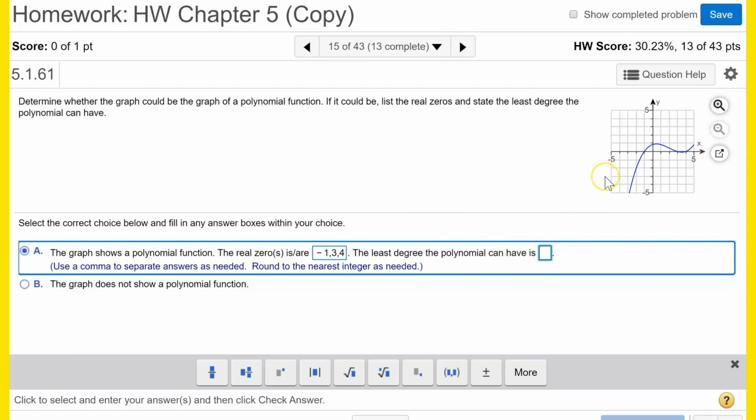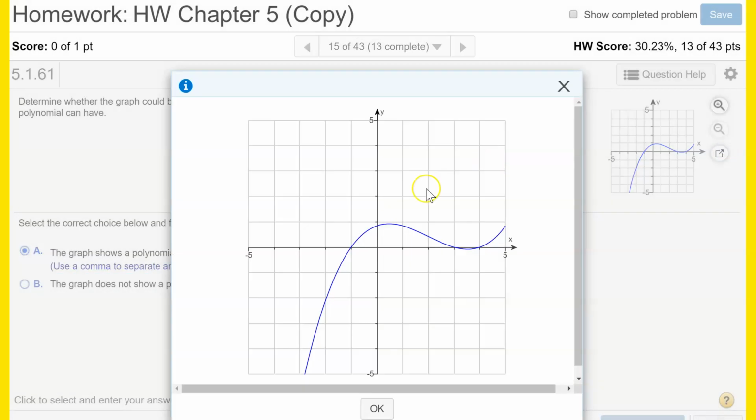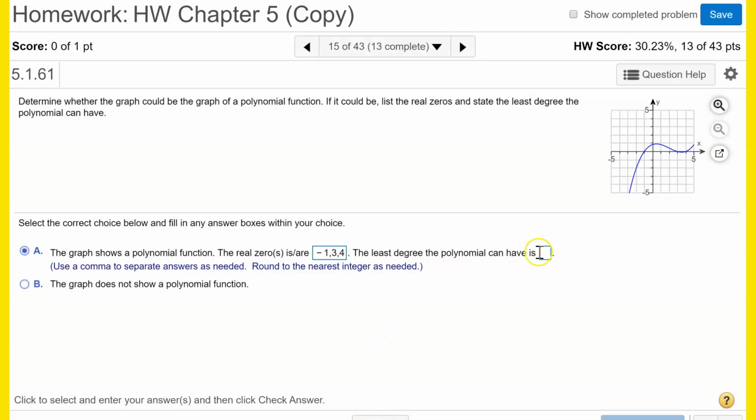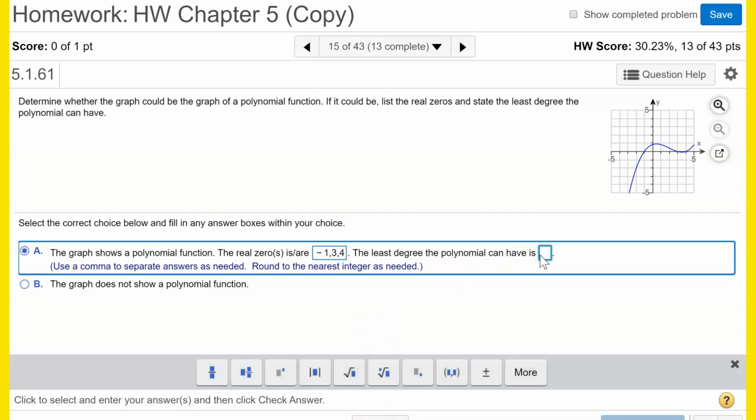The least degree, we have to count the number of turns. How many turns do we have? There's a turn, and there's a turn. Every time you have a local maximum or a local minimum, that is a turning point. So how many turns do we have? We have 2. 1, 2. Therefore, the minimum degree would be 1 more than that. It would be 3.